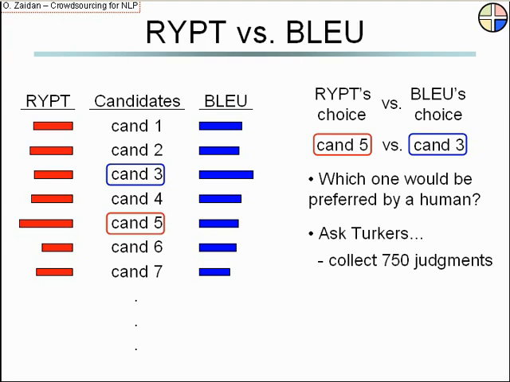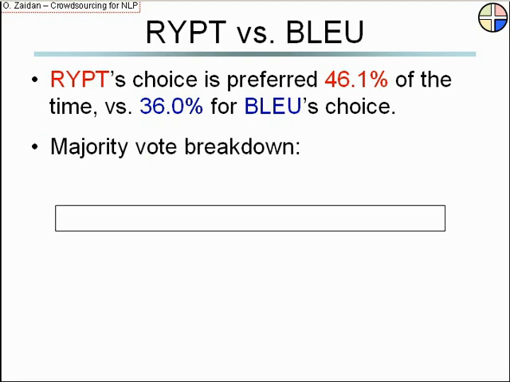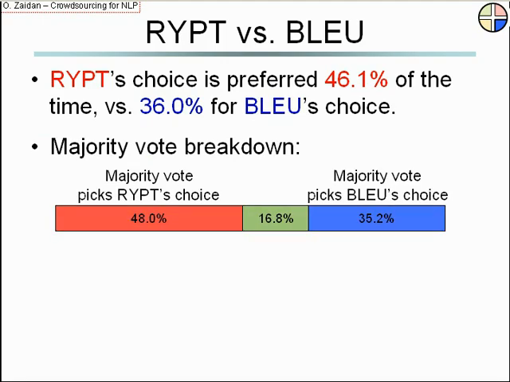We collect 750 judgments, and we see that RIBES's choice is preferred almost half the time, whereas BLEU's choice is preferred a little over a third of the time. And when you take a majority vote breakdown, you see something very similar. So for half of the sentences, the majority say that RIBES's choice is better.